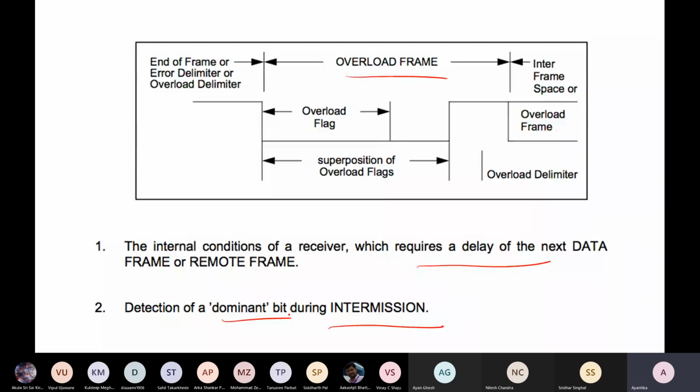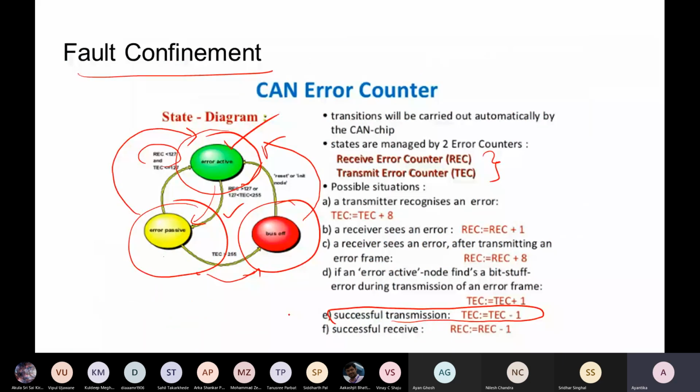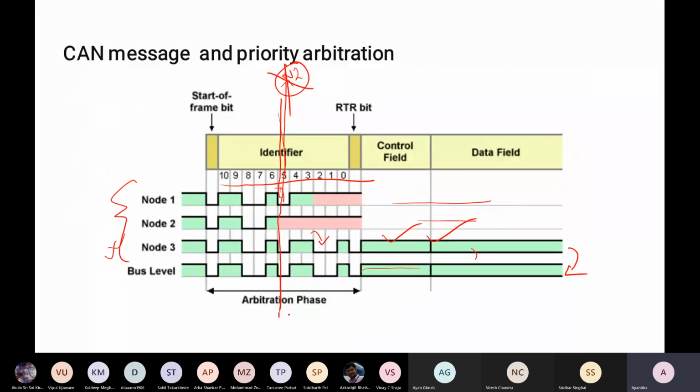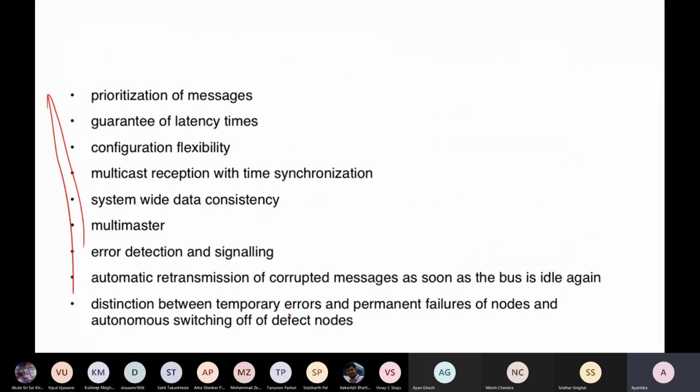Okay. So these are the different frame types that help, and the different strategies like fault confinement and bus arbitration, so priority checking. Based on that, we check what properties we are satisfying in the CAN protocol. See, the first thing is the prioritization of messages. We have checked how we are doing that with the help of bus arbitration. Okay, that in turn gives the guarantee of latency times.